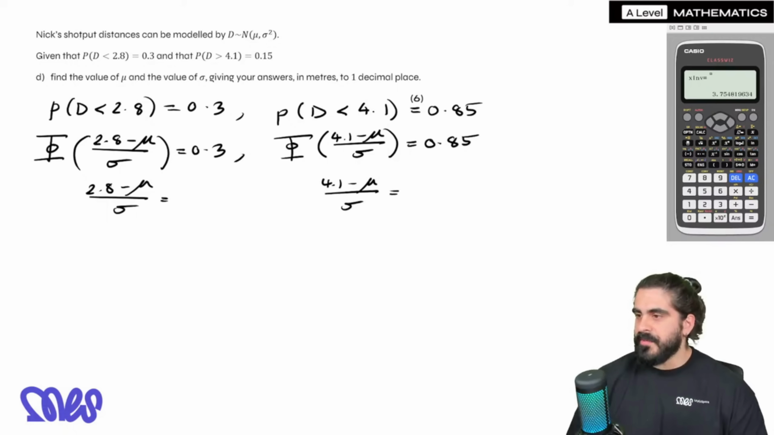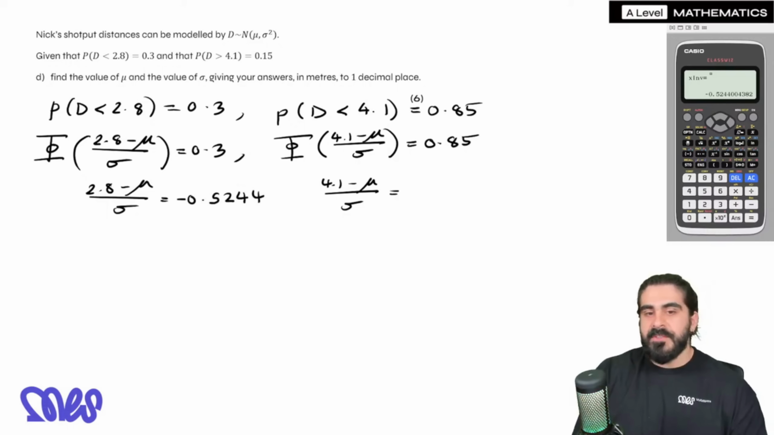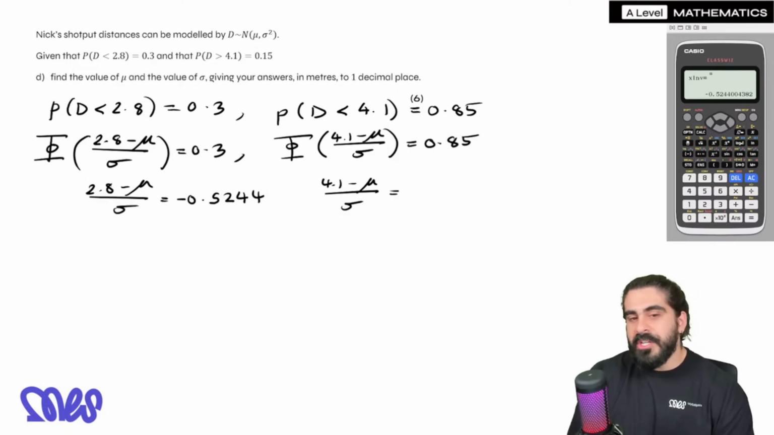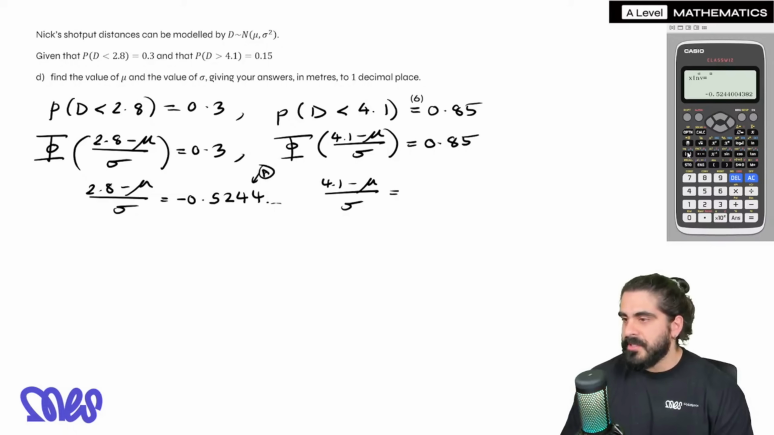And then we should store those values. Menu 7, inverse normal. The area is 0.3, but you now need to change sigma to be 1 and mu to be 0. So you get minus 0.5244. Now, in terms of mark schemes, guys, they usually just take 4 decimal places. But I'm going to store that as A. I want to keep my answers as accurate as possible.